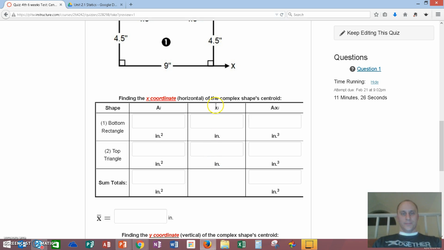In this column, it's asking us what is the x location for each shape, the centroid of each shape. So here we'll put the x location for the bottom triangle, and here we'll put the x location for the rectangle, and here for the top triangle. In this column, there is some simple arithmetic where we multiply the area times the x location, and then do the same thing for both shapes, and then simply add them up.